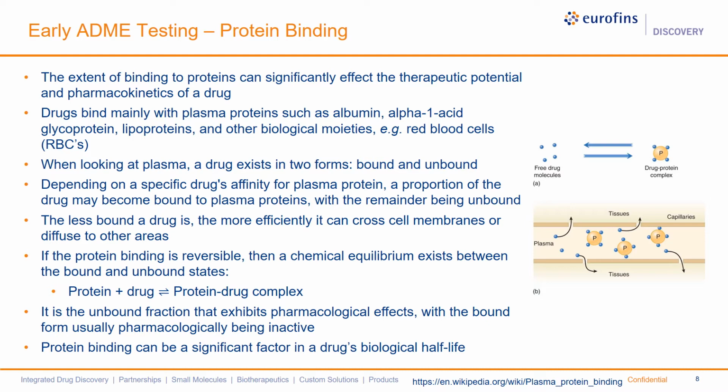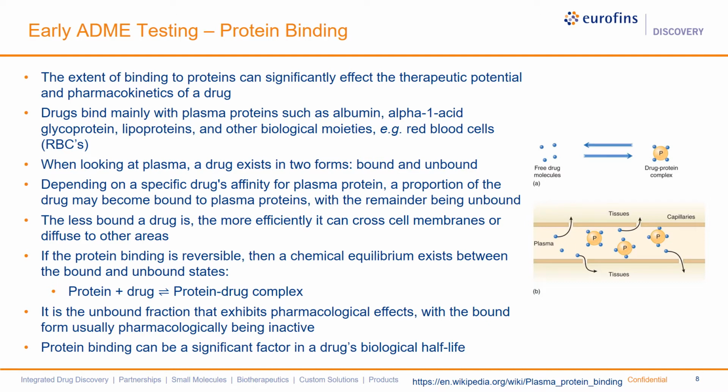So we'll now take a look at protein binding. Drugs can bind to a variety of proteins in the body, and that binding can have a great effect on the amount of free drug that is available and its pharmacokinetics. Drugs can bind to a variety of different proteins, and these include things such as serum albumin, alpha-1 acidic glycoprotein, a variety of different lipoproteins, and several other different biological moieties, and that includes things such as red blood cells.